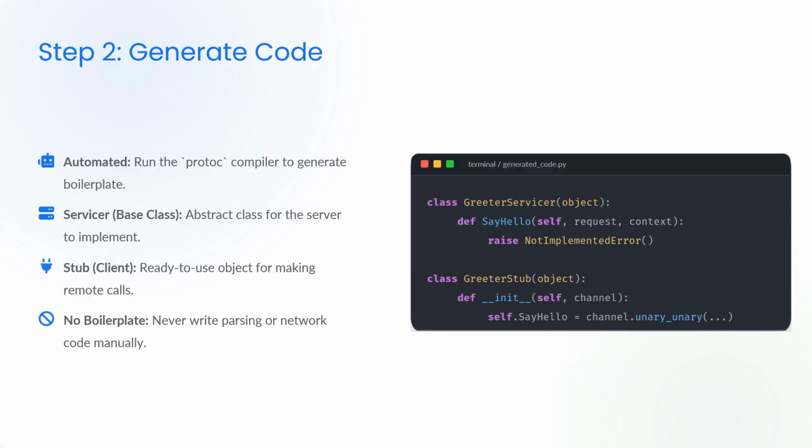Once the .proto contract is ready, we run the protoc compiler. It automatically generates the server base classes and the client stubs. We don't need any boilerplate or manual parsing, and everything is handled for us.